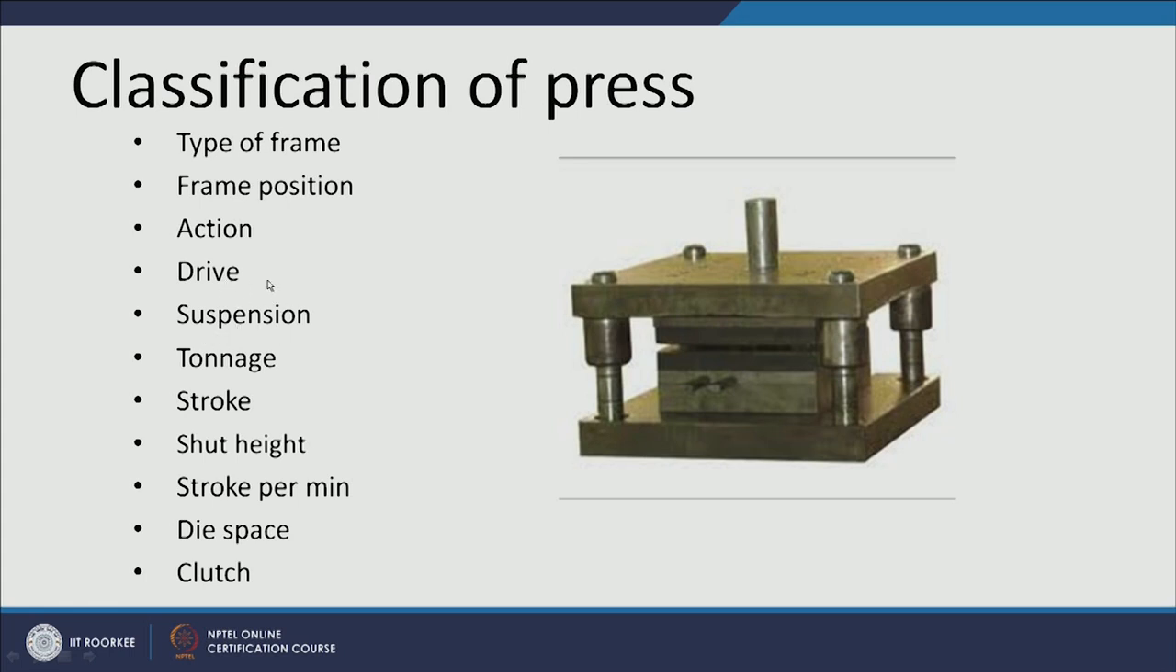The drive is about the kind of mechanical or hydraulic drive systems used for facilitating the ram movement. Then the suspension system is about how many points are supporting the ram. There can be a single suspension, a two-point suspension, or a four-point suspension system. It is about the number of points through which the ram is supported.